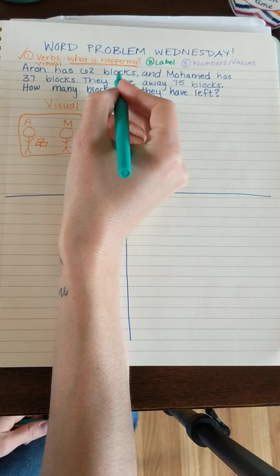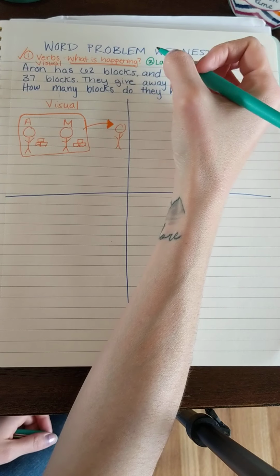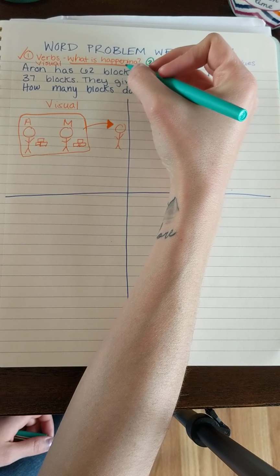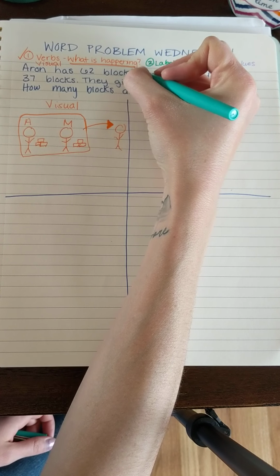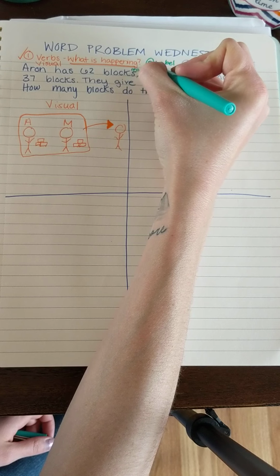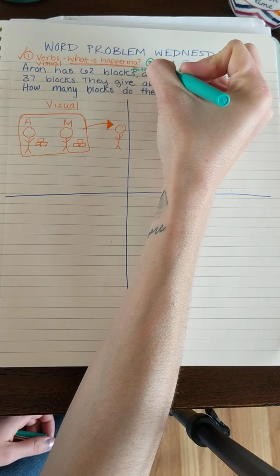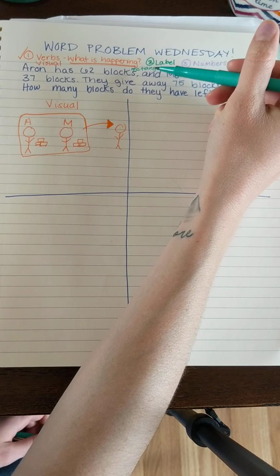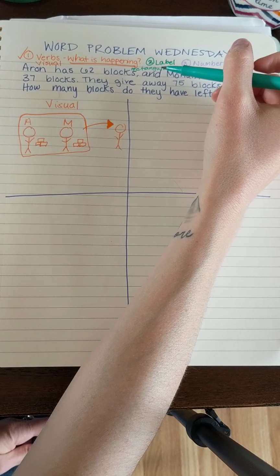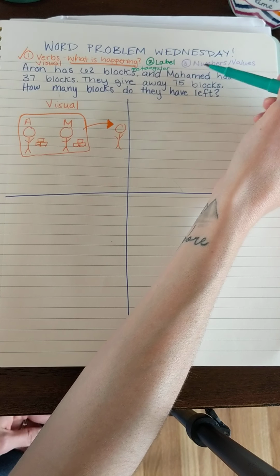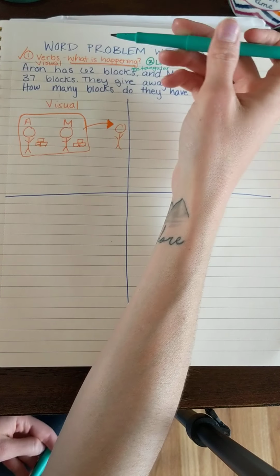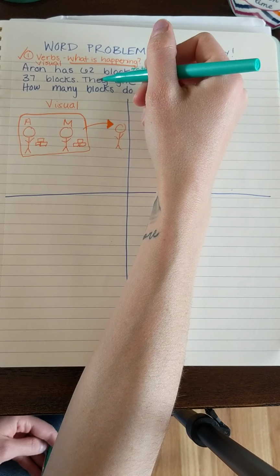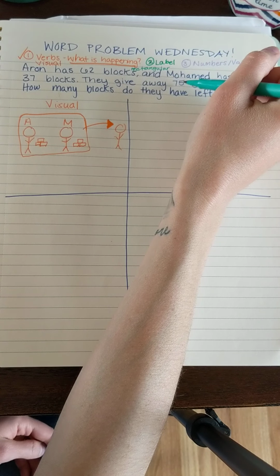Aaron has some blocks. Okay, I'm imagining they're like rectangular blocks, but it doesn't really matter to helping me solve, but I'm just building up my imagination to imagine the situation. And Muhammad has some blocks.